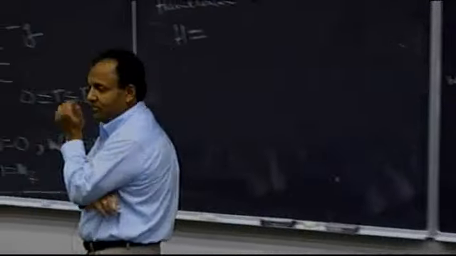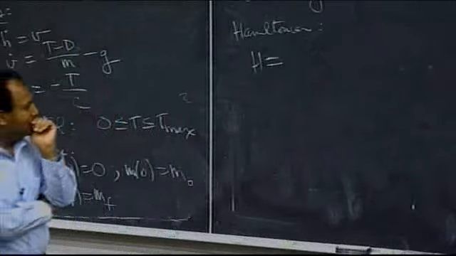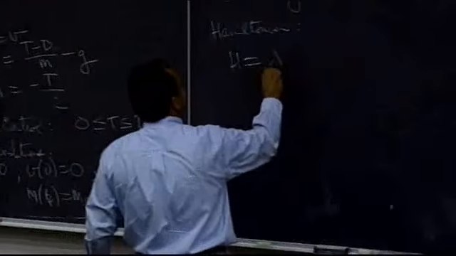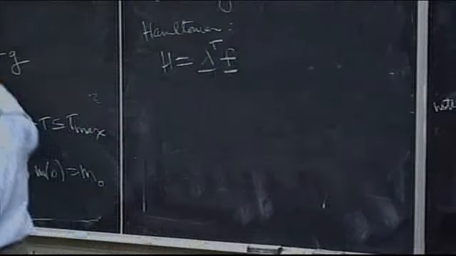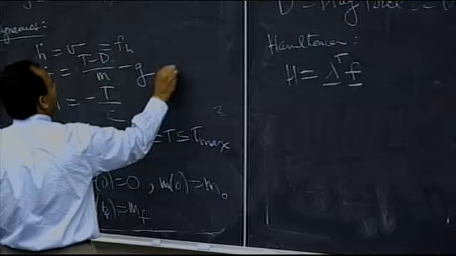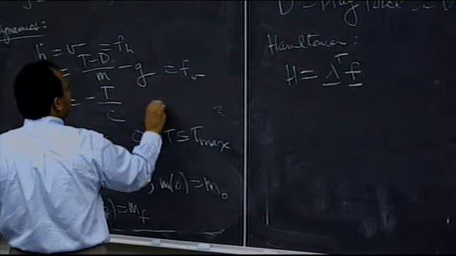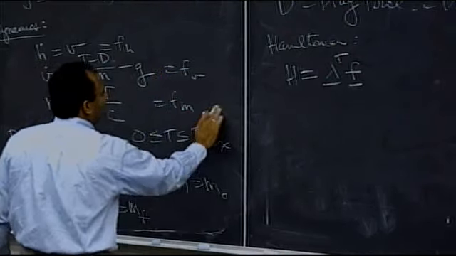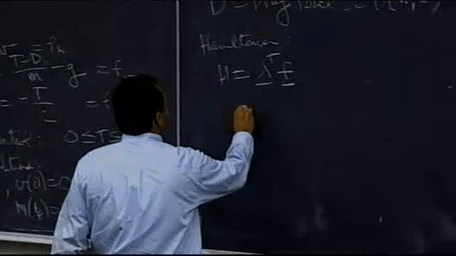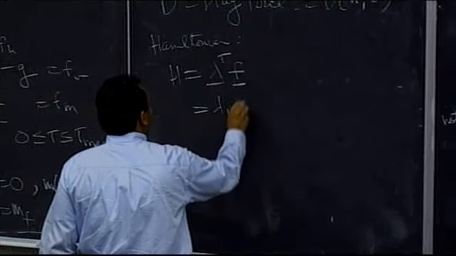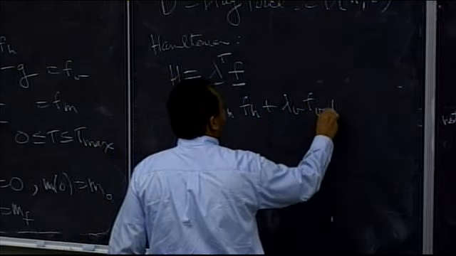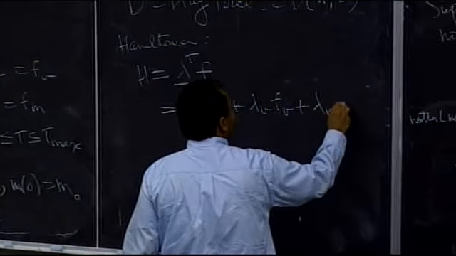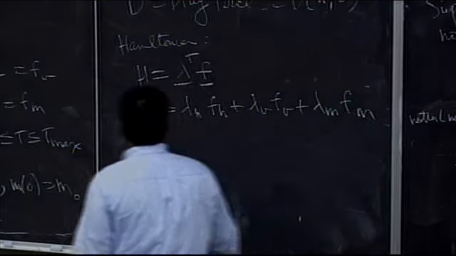Well, what is it? Lambda transpose F, right? Which is equal to what? Well, if you want to give these labels, this is F sub H, F sub V, and this is F sub M. So now what is it? It's going to be lambda sub H times F sub H plus lambda sub V times F sub V plus lambda sub M times F sub M, right? Which is equal to what?